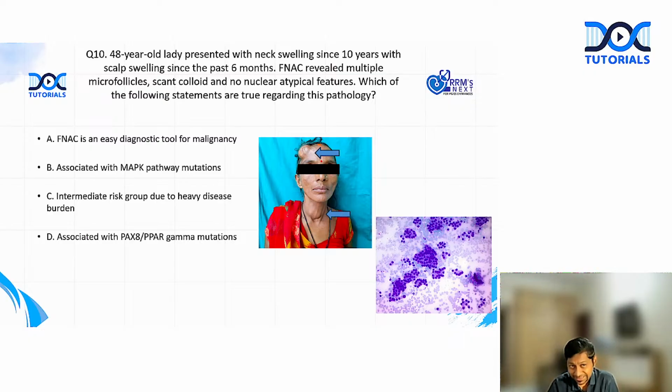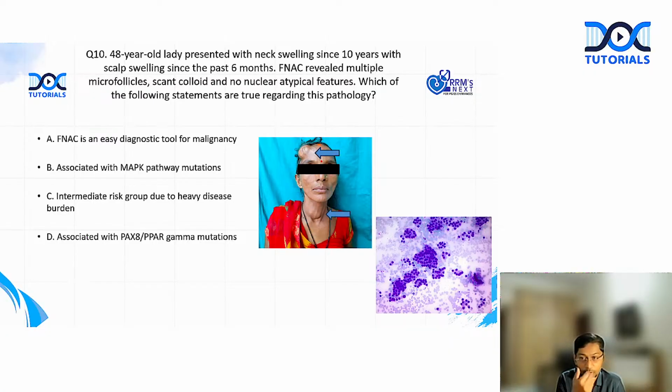Now the options given here, FNAC is an easy diagnostic tool for malignancy. That is not a correct answer. A follicular carcinoma cannot be diagnosed on an FNA. When we get this kind of picture, if you see a cytopathology report, the pathologist will always say only a follicular neoplasm. They may suggest that follicular thyroid cancer is a possibility, but they cannot say that it is a follicular carcinoma based on just an FNA, because you need to see capsular invasion to diagnose a malignancy. That can be diagnosed only on a histopathology specimen, and it has to have proper capsular invasion to call it a follicular thyroid cancer. So FNAC is not a diagnostic tool for malignancy. You can only say that it is a follicular lineage of lesion.